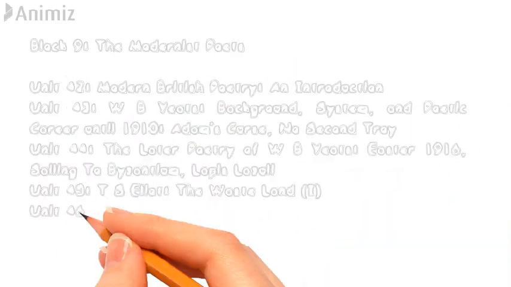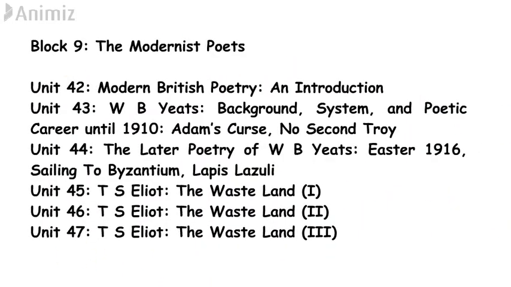Now this particular topic has been the favorite of examiners. Here poems like Easter 1916, No Second Troy, and The Waste Land. Okay, The Waste Land is a particular poem that you are not supposed to skip. It's very important, and I have covered the entire poem in great detail, line by line explanation, on my channel. So do check out the channel's playlist of British poetry.